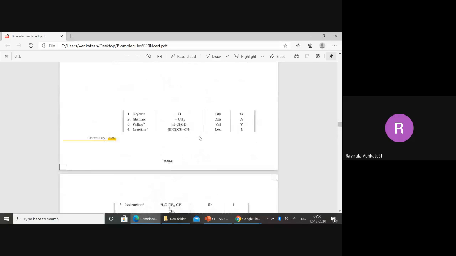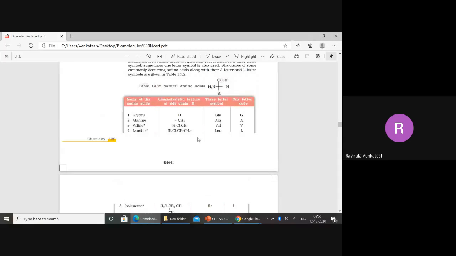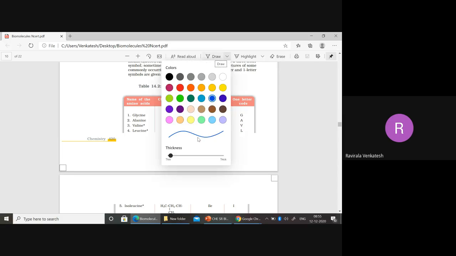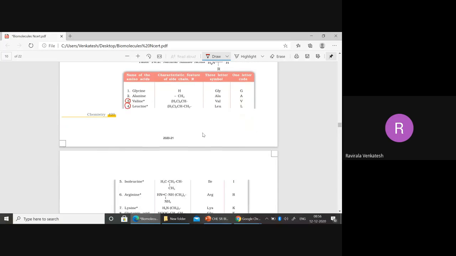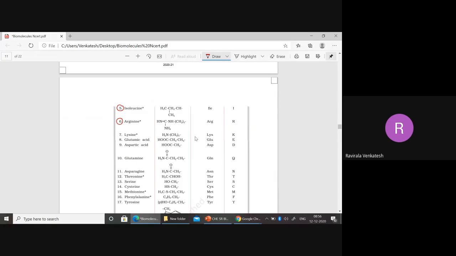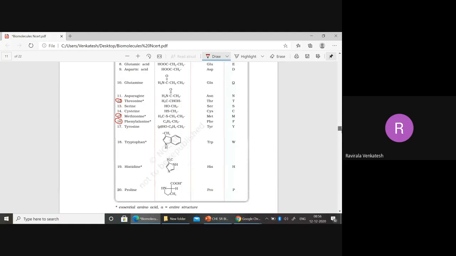Now, one thing you have to remember about amino acids: remember this star mark. What does the star mark indicate? They are actually essential. So you just remember only the essential ones, and the remaining will automatically become non-essential. So try to remember this one: valine, leucine, isoleucine, arginine, lysine. Next, threonine, methionine, phenylalanine. These came in 11th class, I think, in bio.